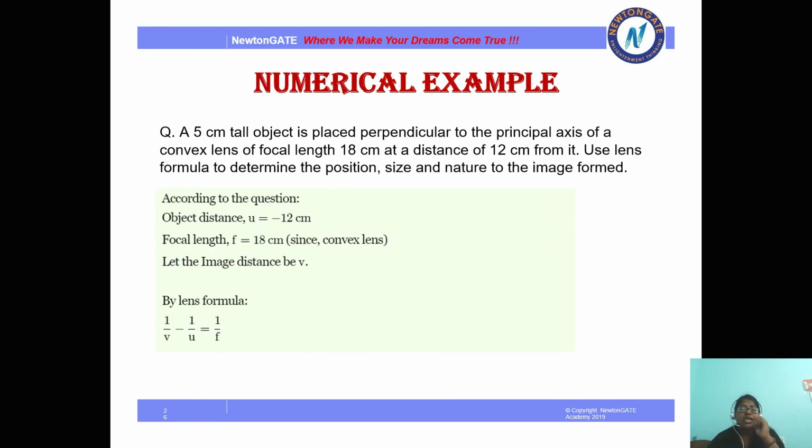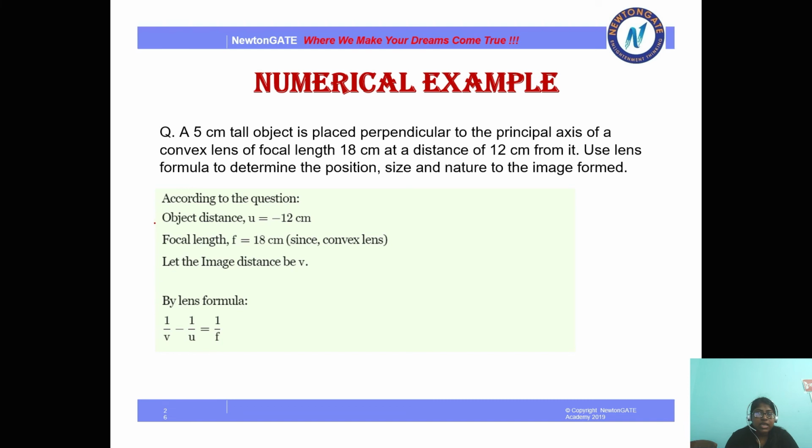Okay, the second example that I have taken is a 5 centimeter tall object placed perpendicular to the principal axis of a convex lens of focal length 18 centimeter at a distance of 12 centimeter from it. Use the lens formula to determine the position, size and nature of the image. So I have asked too many things in this sum.